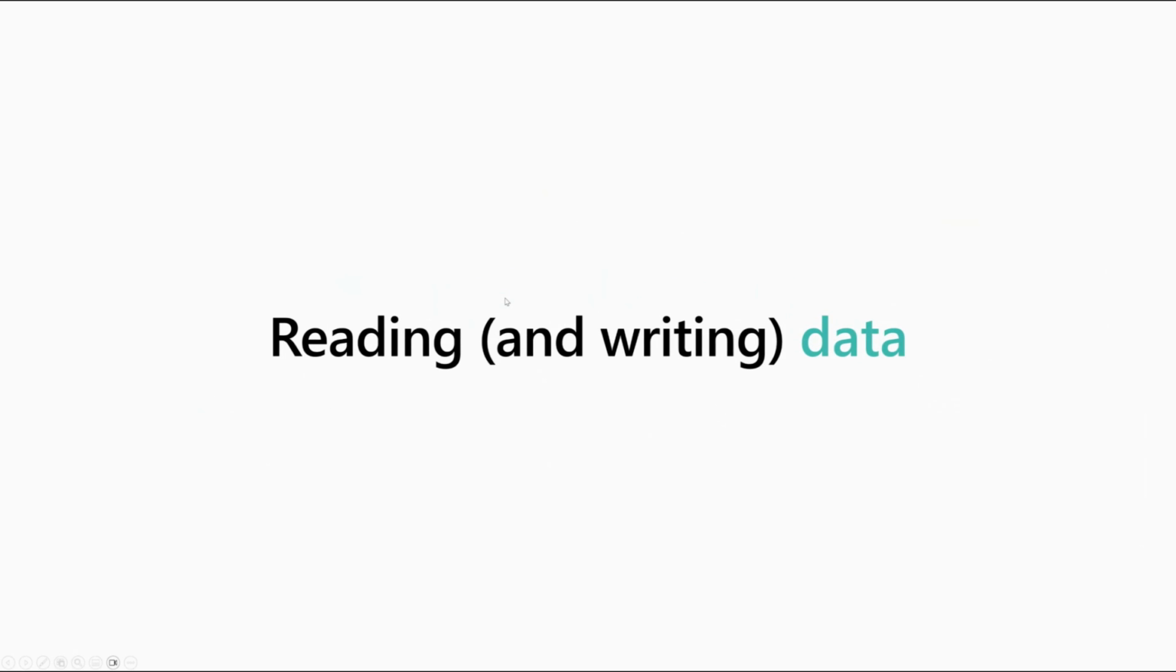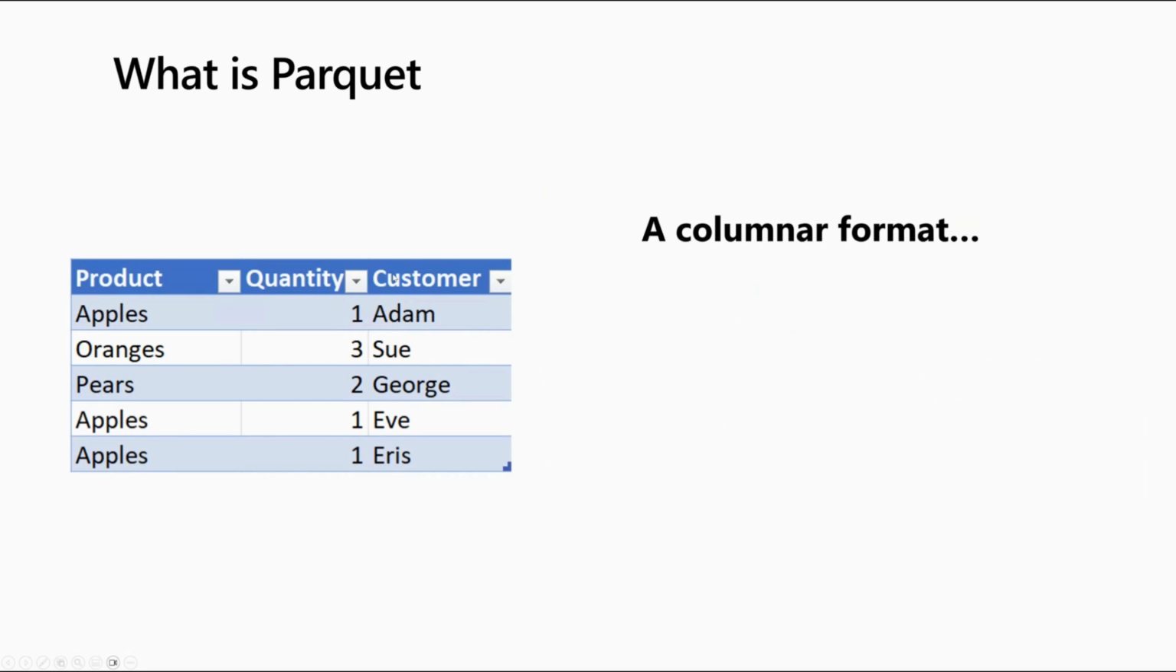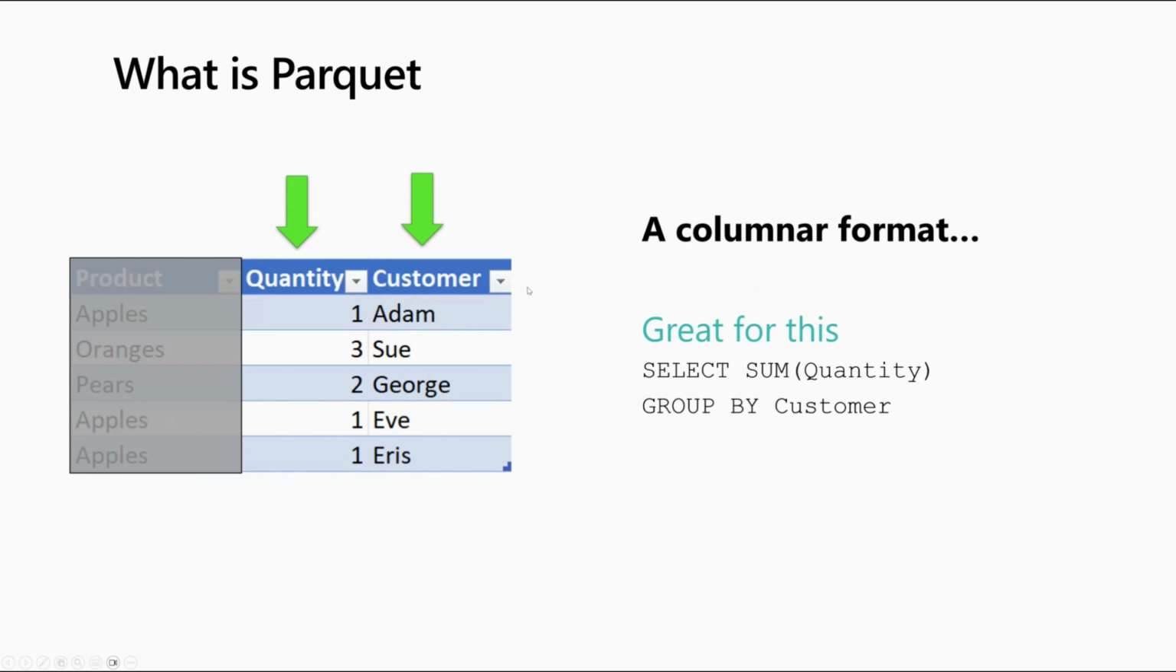So let's start a bit with query processing. As I was telling you, query processing is about reading and writing data. And as you know, a big part of Fabric is that we committed to an open format. We committed to Parquet. Now, why did we commit to Parquet? It's an excellent format for analytics. It's a columnar format, meaning that data is organized column by column. And it's great for this kind of query.